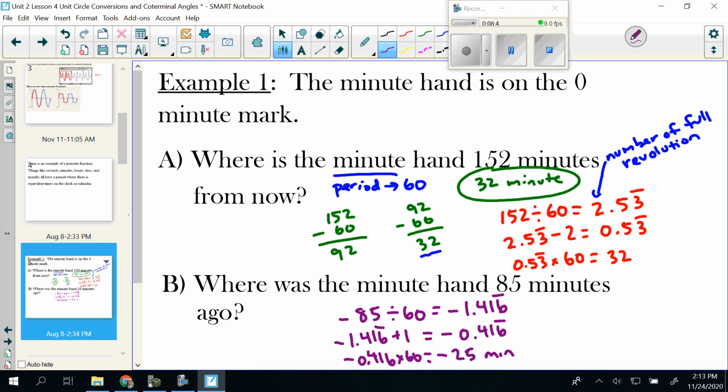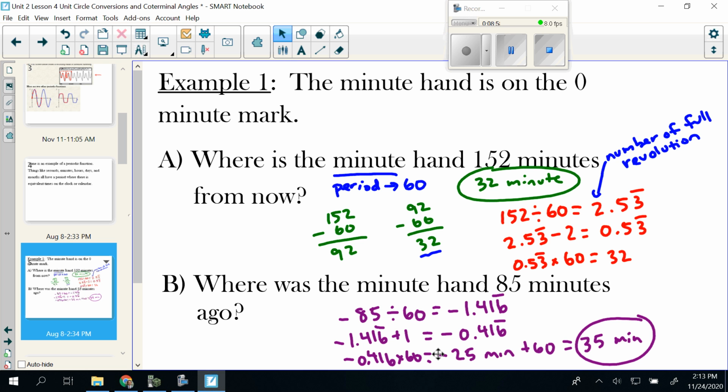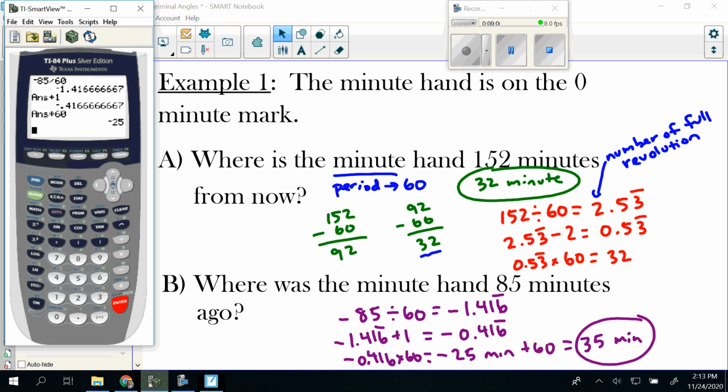Now that still doesn't answer what hand it was on. So what you'd want to do here is add that period on 1 more time and see what you get. So if you add 60 on here 1 more time, that would tell us it's at the 35-minute mark. So 35 would be the hand that this is on. And you could do that here again, add 60. It would be at the 35-minute mark. So if you're going backwards, you got to think of that as negative.